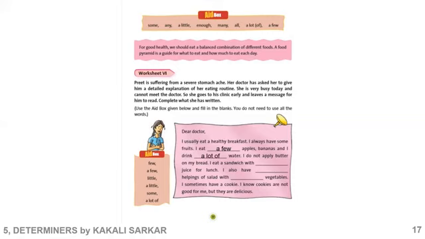I eat a sandwich with some juice for lunch. I also have a little helping of salad with some vegetables. I sometimes have a cookie. I know cookies are not good for me, but they are delicious. So, children, these blanks we have completed. We have filled in the blanks with all the determiners and we have completed.